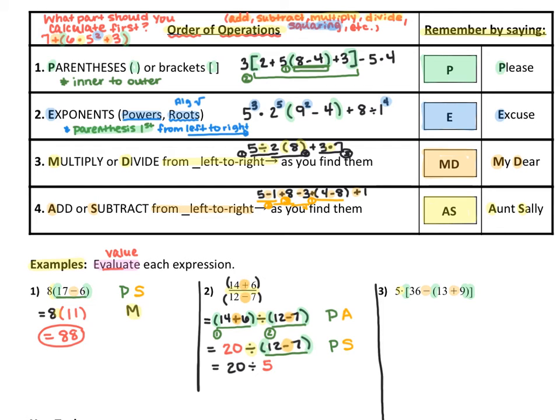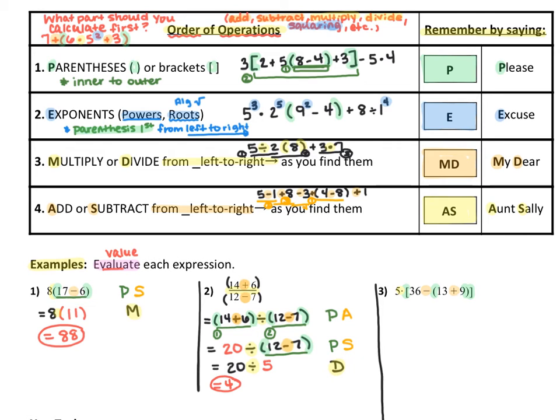So now the only thing left in our expression is division. So of course, that would be what we do next. So 20 divided by 5, you'll get your final answer, which is 4.